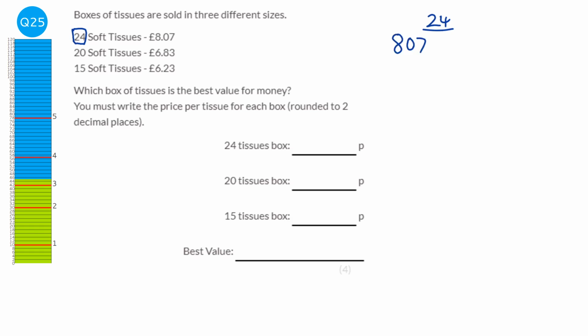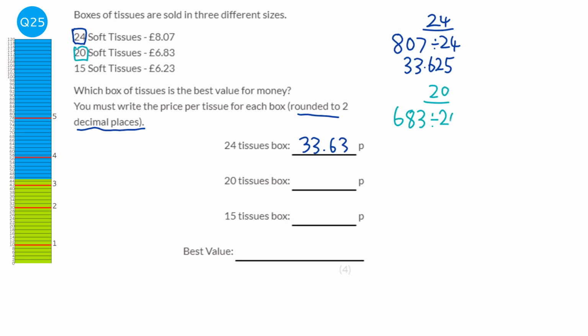And we're going to do 807. I'm going to divide by the 24 to find out the price of one tissue. So that is 33.625. And so I'm just going to round that to 33.63. I'm just going to round everything to 2 decimal places, which says in the question. Next one, we're going to do the 20 soft tissues. So this time I'm going to do 683 divided by 20. When I put that into the calculator, you get 34.15, so that's already 2 decimal places.